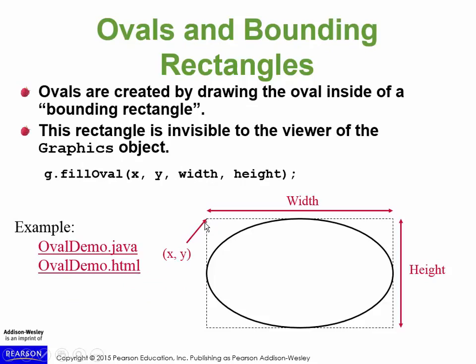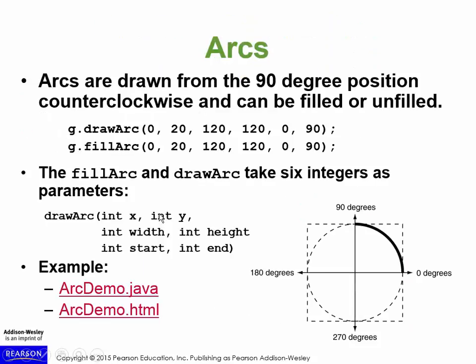You could draw ovals, and anything that you draw in here is drawn, even if you don't see it, inside of an invisible rectangle. So as they mention here, when you draw the oval, you're drawing it inside of this invisible rectangle. So again, you need your x, y starting point, your width, and your height. And we'll look at that in just a few minutes. You can work with arcs, and you'll see an example of that in a minute.